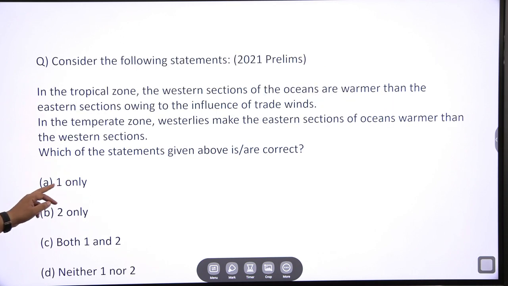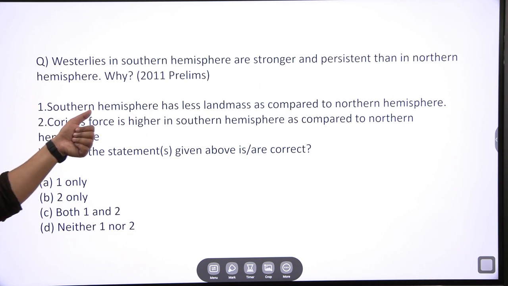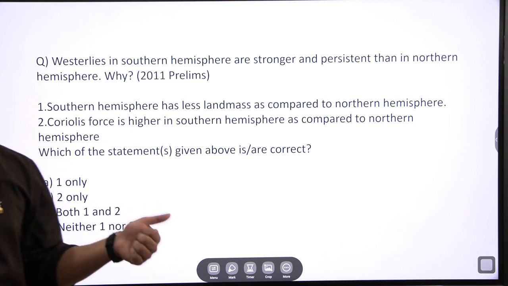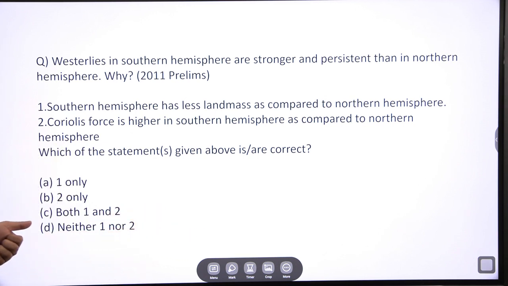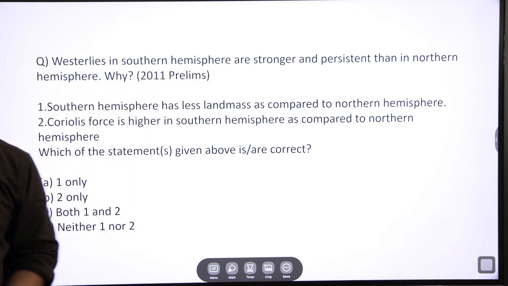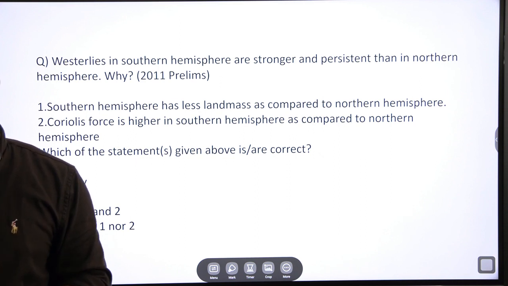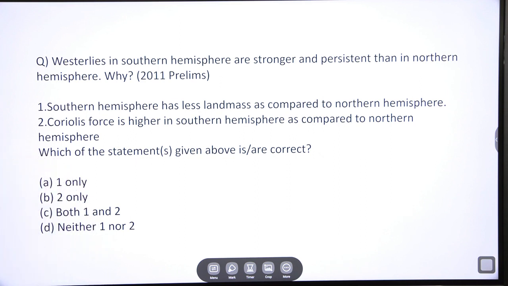True. Next, Coriolis force is higher in the southern hemisphere as compared to the northern hemisphere. Wrong. Coriolis force is the same everywhere. There is no difference between north and south. But what you say is the southern hemisphere has less landmass compared to the northern hemisphere. So westerlies in the southern hemisphere are stronger. Why? Because there is no landmass. Nothing to do with Coriolis force. So only the one statement is correct.